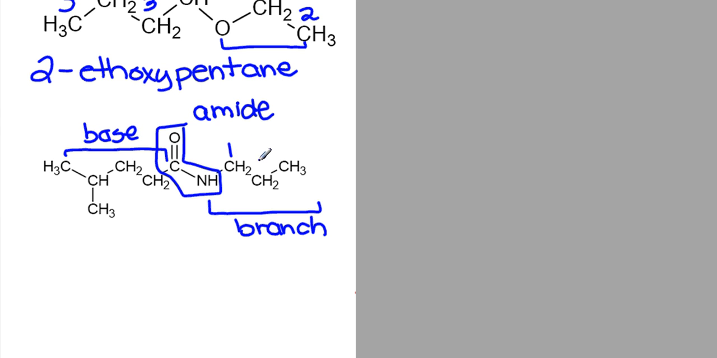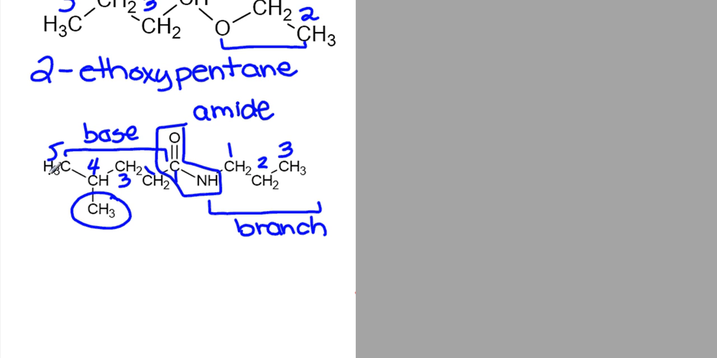Our branch is 1, 2, 3 carbons long, so it's a propyl branch. Our base chain, we count 1, 2, 3, 4, and 5. Now you might notice on the base chain this time, there's also a branch. So you can have a branch on the nitrogen, and you can have a branch on the base chain. That's okay. We're going to put all of the branches out at the beginning. So this is a methyl branch. This is a propyl branch. So M is going to come before P alphabetically.